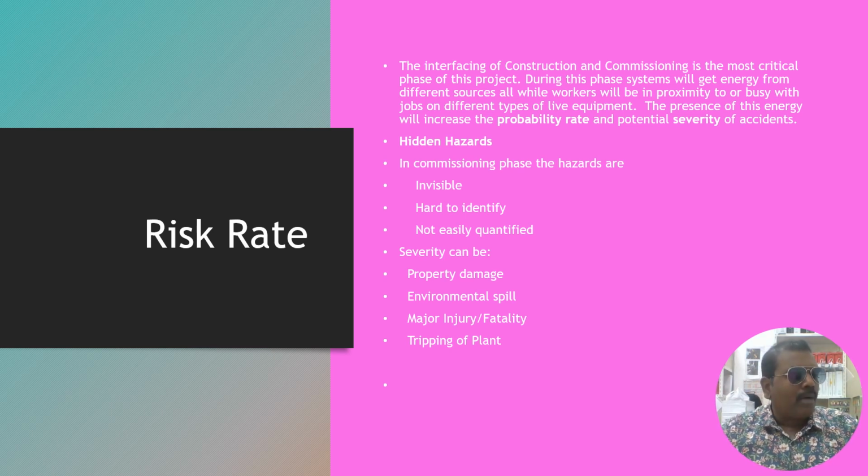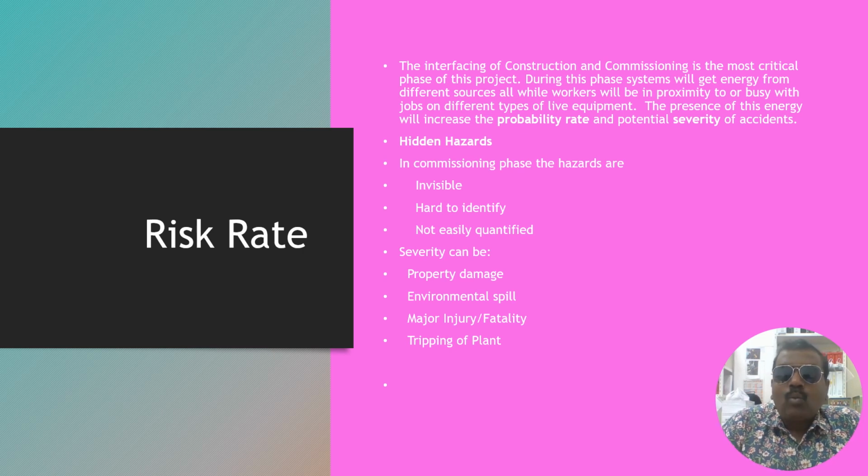But a common man, who is not involved in electrical work, will not be aware of this, right? So that is only a few examples I said: invisible, hard to identify, not easily quantified. Maybe this one may be 220 or 240 volt. Maybe this 1.5 square mm cable will not be receiving more than that, right? So these are some few examples.